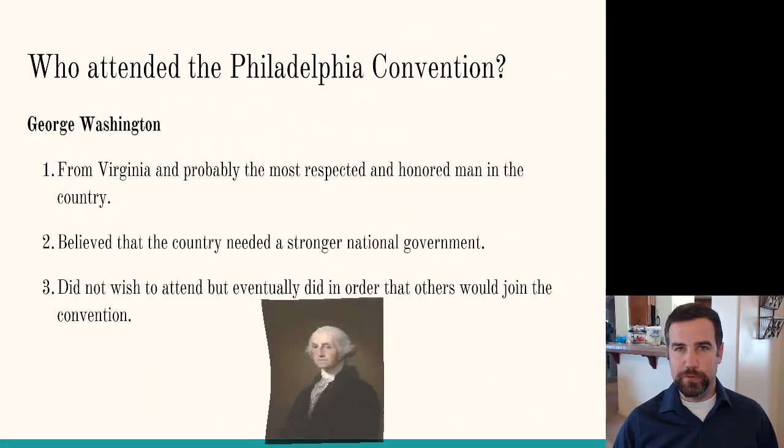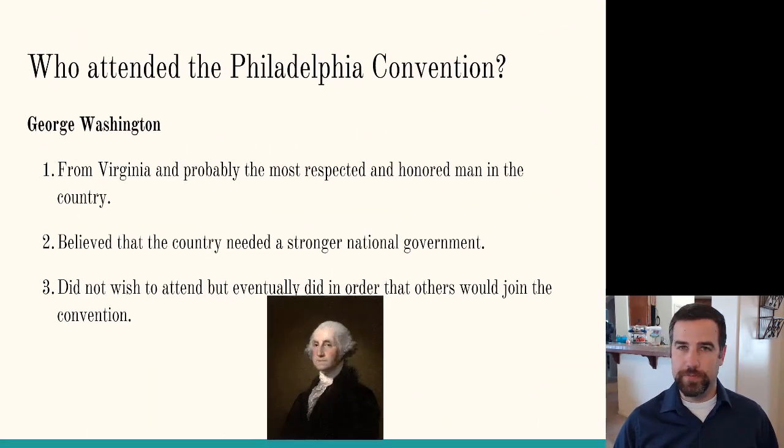This person most of you are familiar with, George Washington, also from Virginia. He led the Continental Army against the British during the Revolutionary War, so he's one of the most respected and honored men in America at that time. He also felt that we needed a stronger national government, but when he was asked to attend this meeting, he at first declined because he felt he had done enough for our nation, and he wasn't really interested in getting involved in politics.